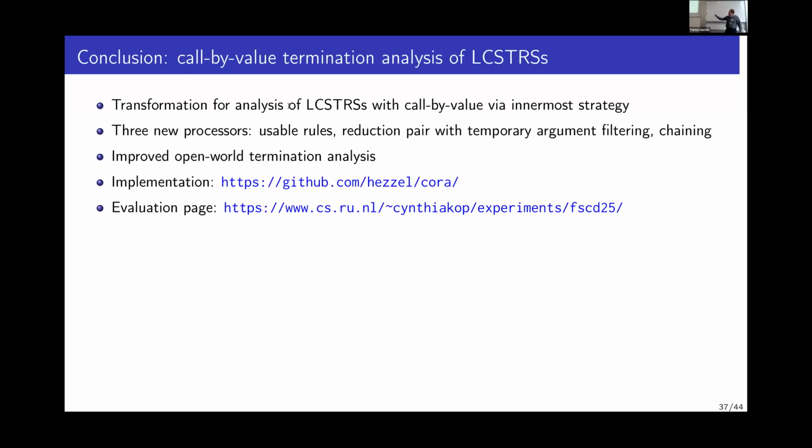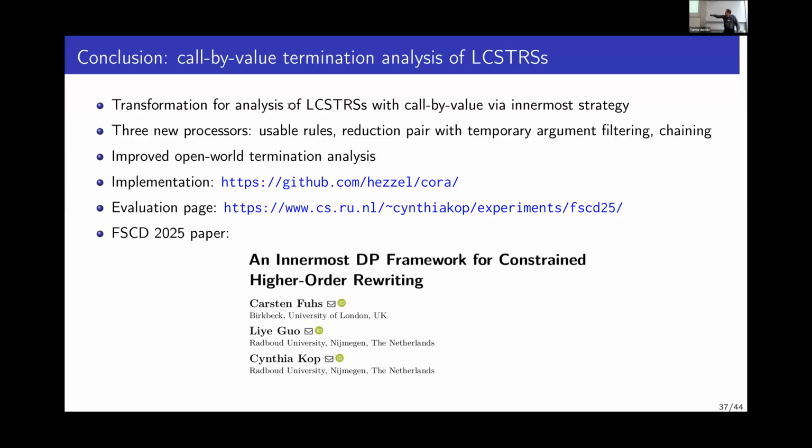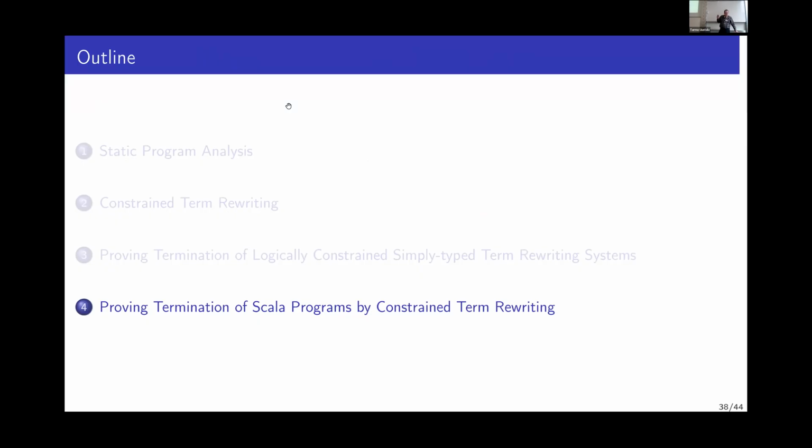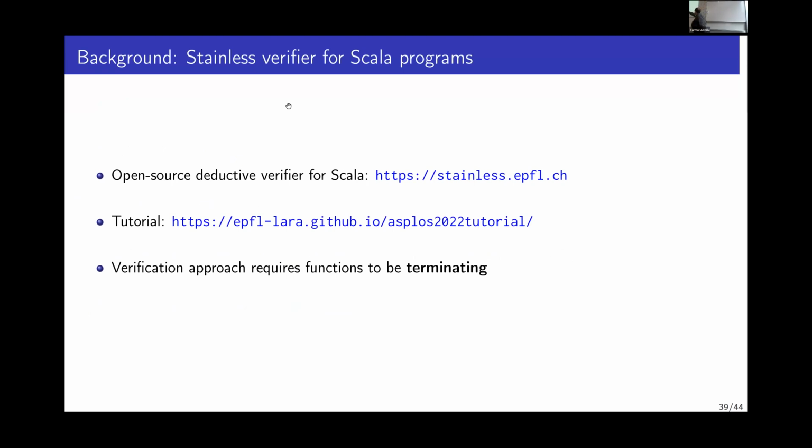So you can find out more about what we've done here in this FSCD 2025 paper. And if it's okay time-wise, I'd like to say some very quick words about a transformation from Scala programs to constrained term rewriting. So the background is in Lausanne. They're developing the Stainless verifier for Scala programs. It's an open source tool, and you can find a lot of information there.